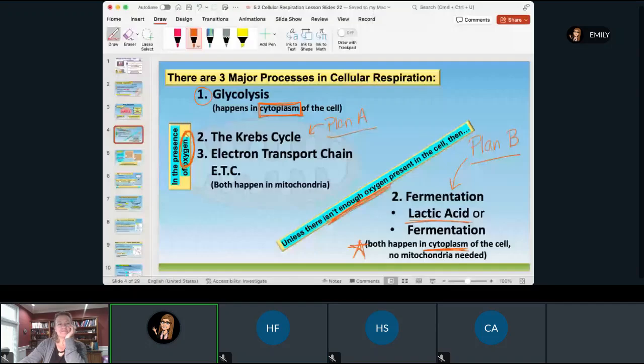The first step in both of these plans, plan A and B, is glycolysis for both of them. So you have glycolysis, and then depending on how much oxygen is available, you're either going to plan A or you're going to plan B. And as we go through each of these processes, we're going to learn the difference and why the Krebs cycle and electron transport chain are plan A and so much better than plan B.